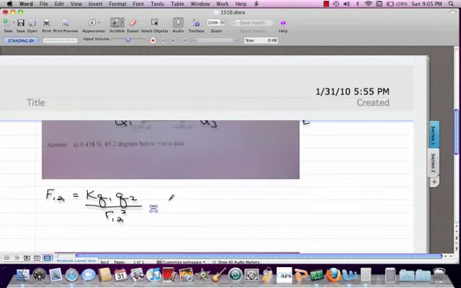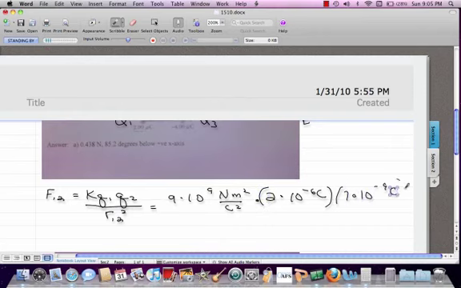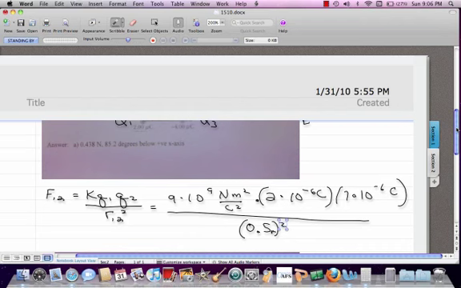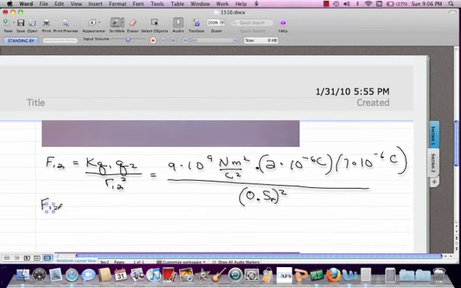So I'm going to have 9 times 10 to the 9th newton meter squared per coulomb squared, times 2 times 10 to the minus 6 coulombs, times 7 times 10 to the minus 6 coulombs, all divided by R12, which is 0.5 meters, squared. When I plug in those numbers, I find that F12 equals 0.504 newtons.